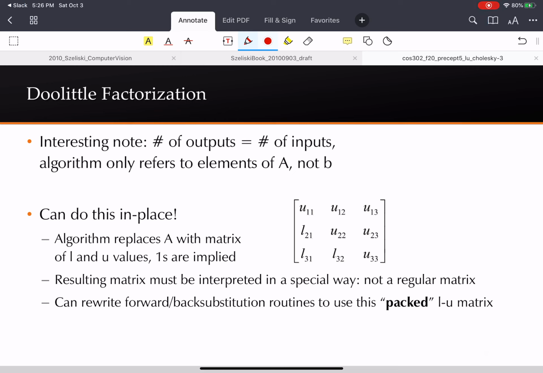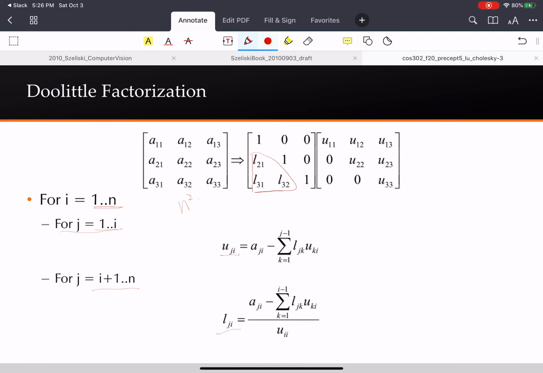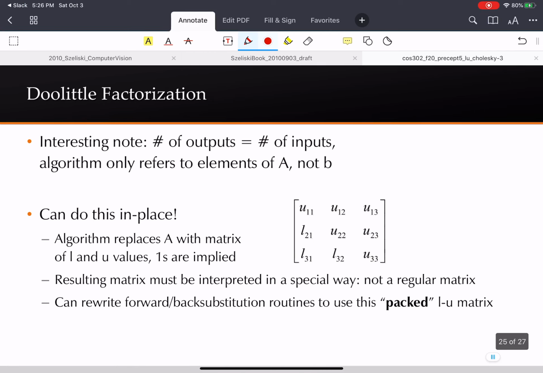First, we find the number of outputs is the same as the number of inputs. Look at here. We have n squared inputs, and after the decomposition, we find the number of L's that are not ones is the same as the number of zeros in this upper triangular matrix. So, in fact, all the unknowns in L and all the unknowns in U can be put together into a single matrix. And the total number of them is also n squared. So that's why we say the number of outputs is the same as the number of inputs.